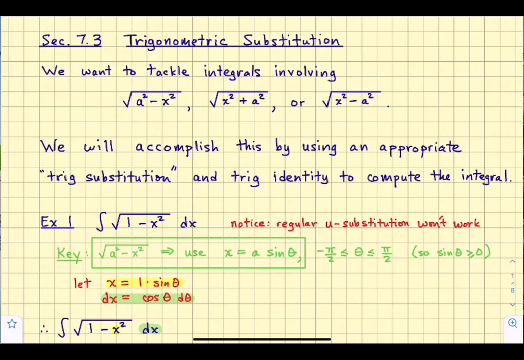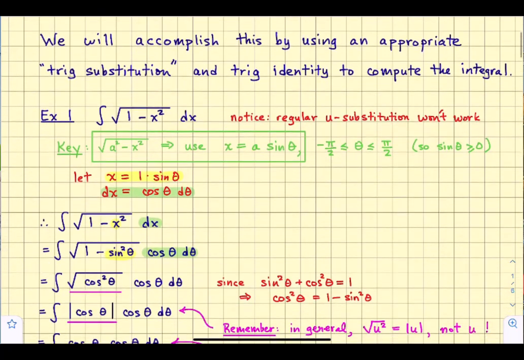Section 7.3, Trigonometric Substitution. In this section, we want to tackle integrals involving the square root of a squared minus x squared, the square root of x squared plus a squared, or the square root of x squared minus a squared. We will accomplish this by using an appropriate trigonometric substitution and associated trig identities to compute the integral. Let's look at an example.